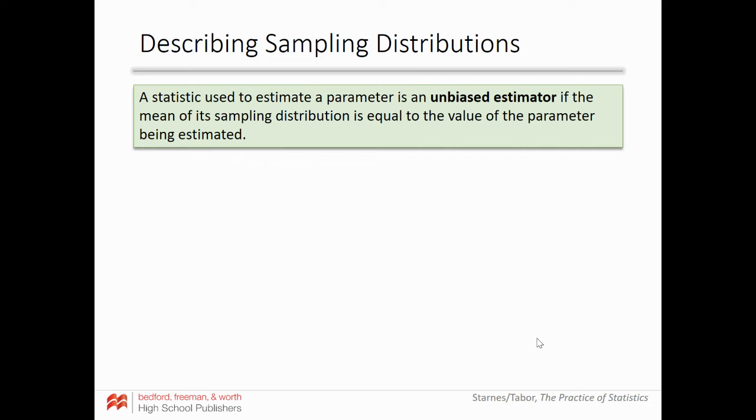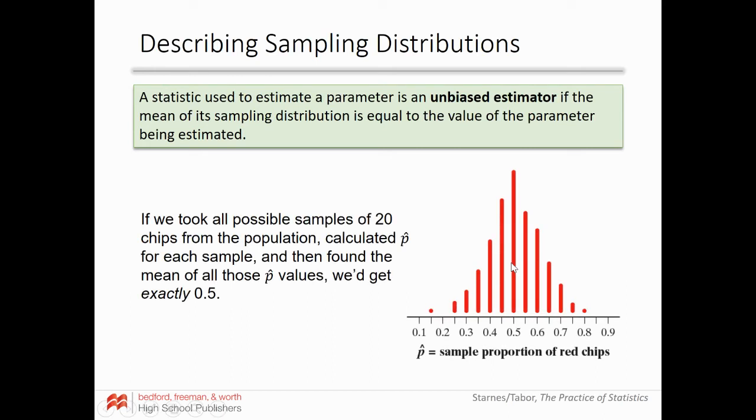A statistic used to estimate a parameter is an unbiased estimator if the mean of the sampling distribution is equal to the value of the parameter being estimated. So if we took all possible samples of 20 chips from the population, calculated p-hat for each sample, and then found the mean of those p-hats. So we take our p-hat, plot it. Basically, we get our sampling distribution of red chips. That would be here. Now, if we found the mean of that distribution, we'd get exactly 0.5.